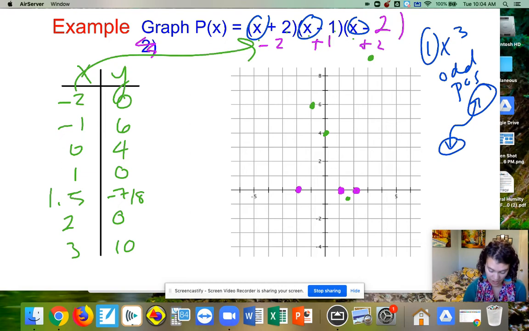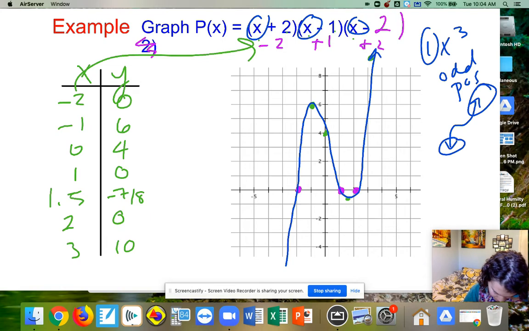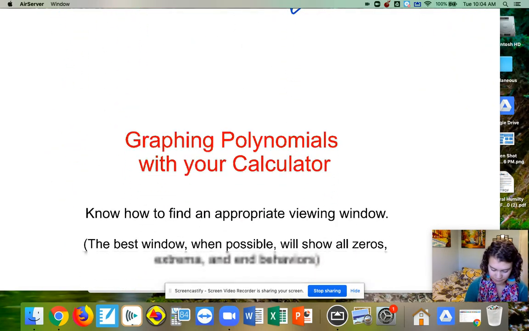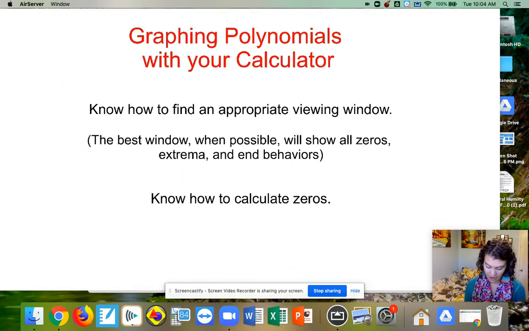So if I add that into the graph, that means this has to be down here in this direction. I'm going to go up, down, and then back up. And that would be your sketch of the graph. Okay, so graphing with your calculator is not going to be that terrible.